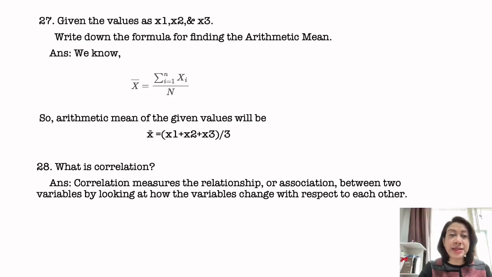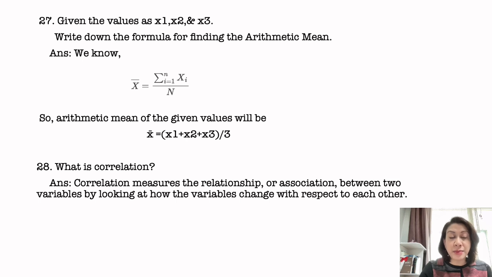Question number 27. Given the values as x1, x2 and x3, write down the formula for finding arithmetic mean. We know that the formula for calculating arithmetic mean of individual observations is x bar is equal to summation x by n, where x can take values from 1 to n. We are given 3 values, so we will substitute those 3 values in the formula.